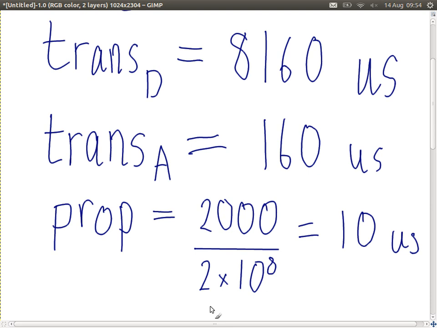So the stuff that you did early in the semester, transmission and propagation delay. Transmission of the data frame, 8160 microseconds. Transmission delay of the ACK frame, 160 microseconds. Propagation delay in both directions, so in one direction 10 microseconds, in the other direction also 10 microseconds.